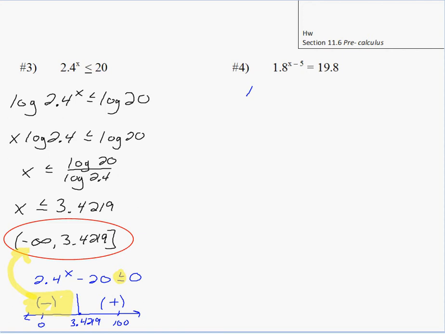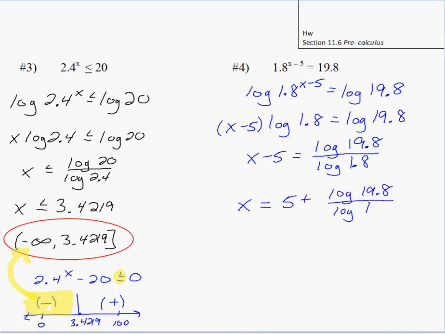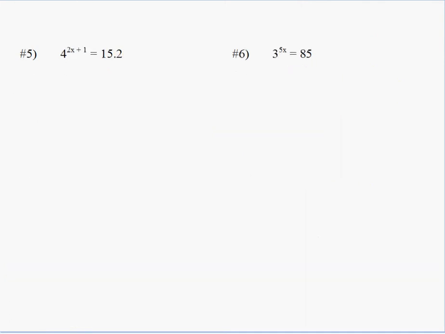Number 4, very similar. Log both sides. This enables our exponent to pull out to the front. Since our exponent is more than one term, it must be in parentheses. Divide both sides by log of 1.8. To get x by itself, you get rid of the subtract 5 by adding 5 to both sides. Put that in your calculator, making sure you put parentheses around the 19.8 and the 1.8. You're going to get approximately 10.0795. We don't have to check that answer because it's not an inequality.